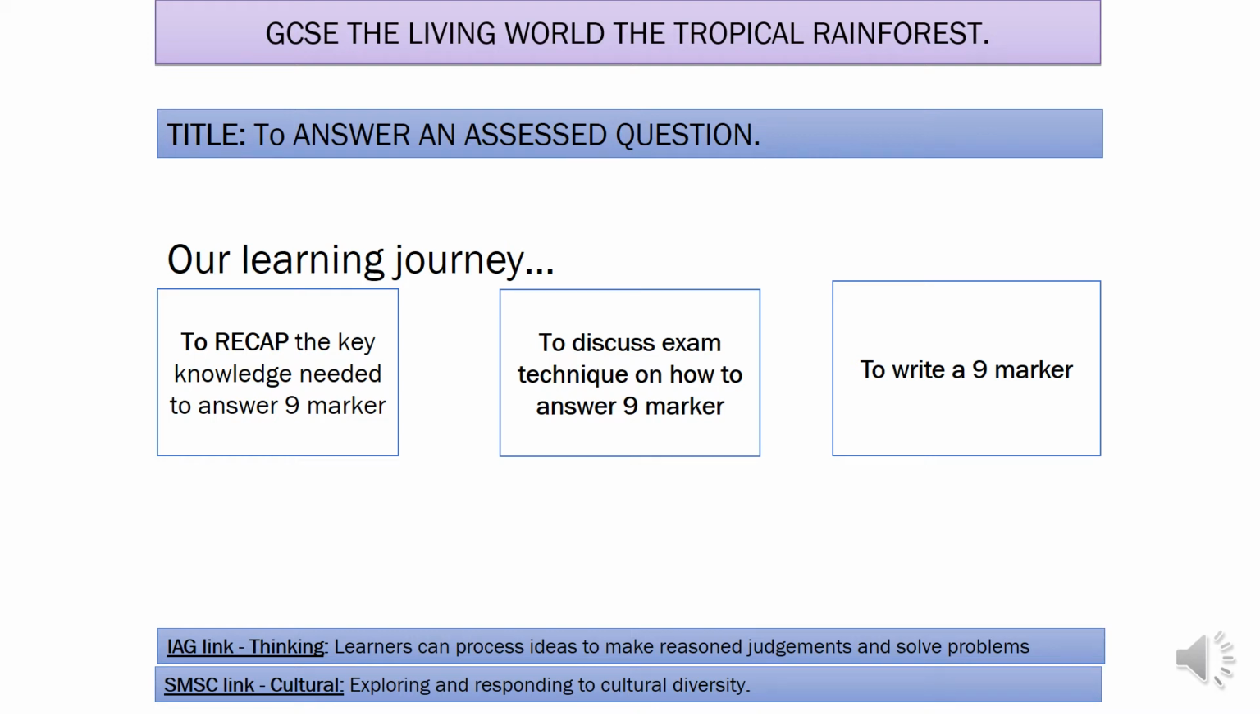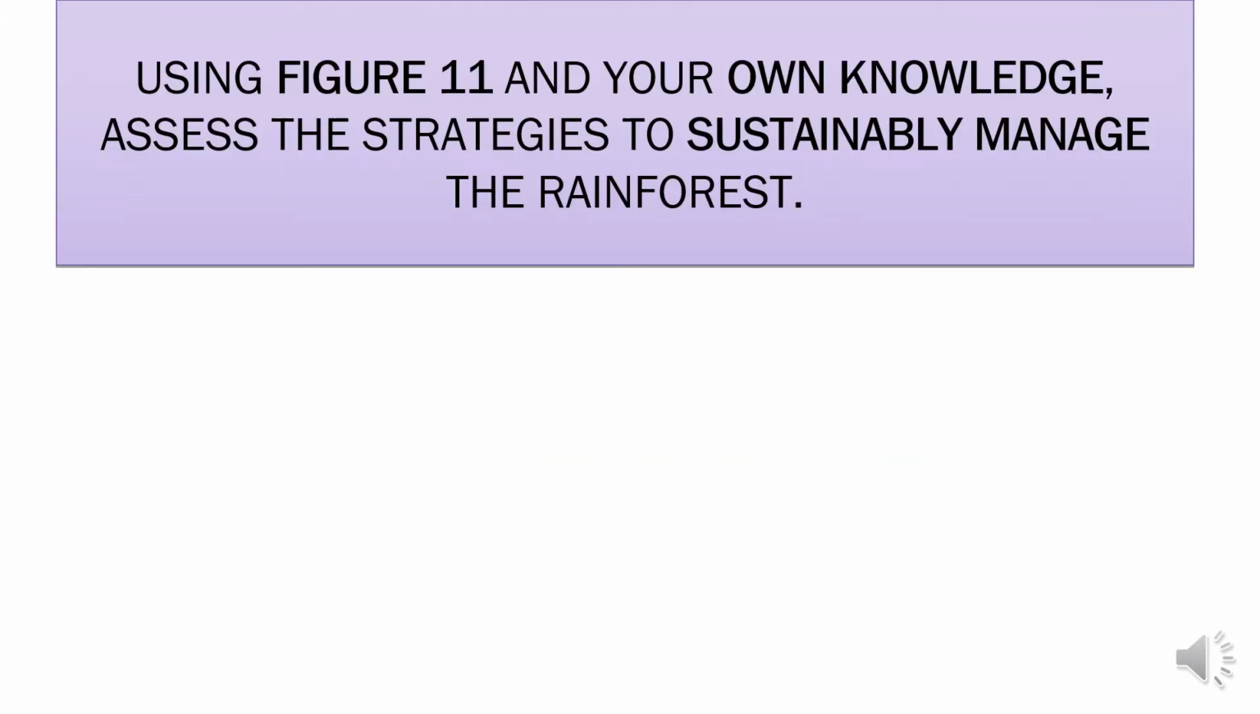Hello. In today's lesson, we are looking at paper 1, The Living World, and we're going to answer an assessed question in time conditions. To start, we're going to recap the key knowledge, then we're going to discuss the exam technique, and then we're going to write the 9 marker. This is the exam question that we're looking at.